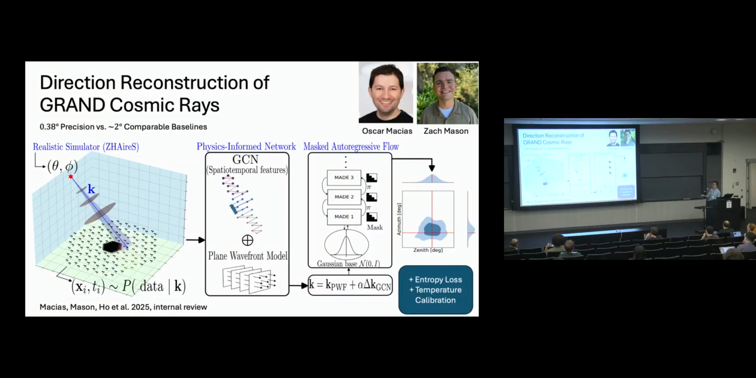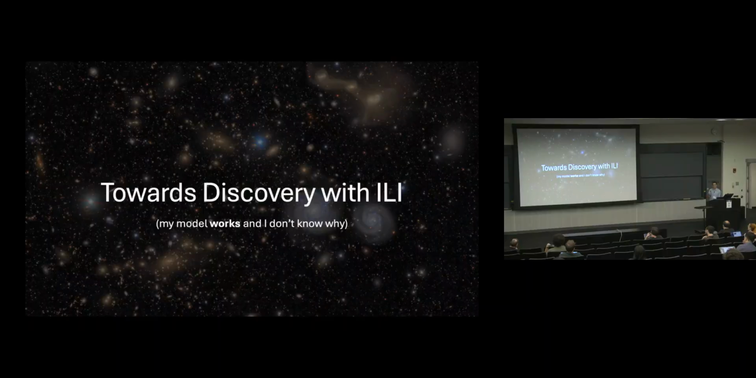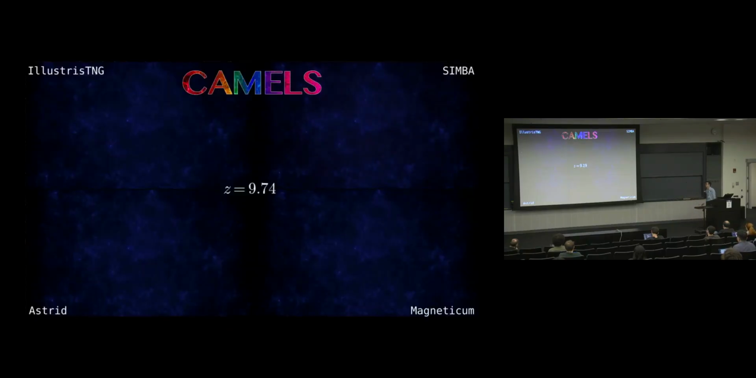Okay, now I want to talk about what I use this for, right? And specifically, I want to talk about how do we know when we've discovered something using a machine learning model, right? And typically the way that goes is your model works and you don't know why, right? Your initial intuition suggests that it shouldn't work, and then it works, right? So let me give you an example.